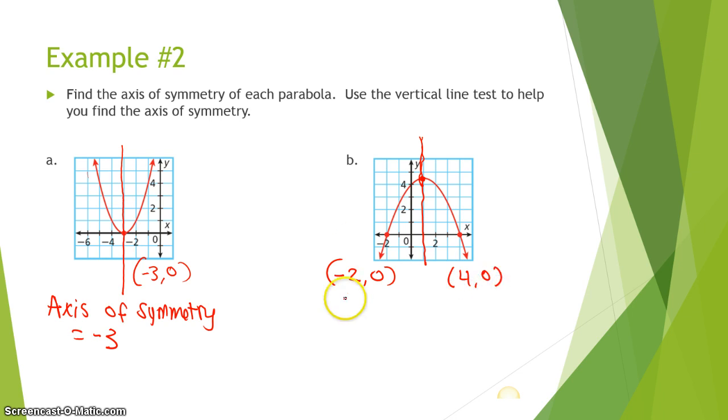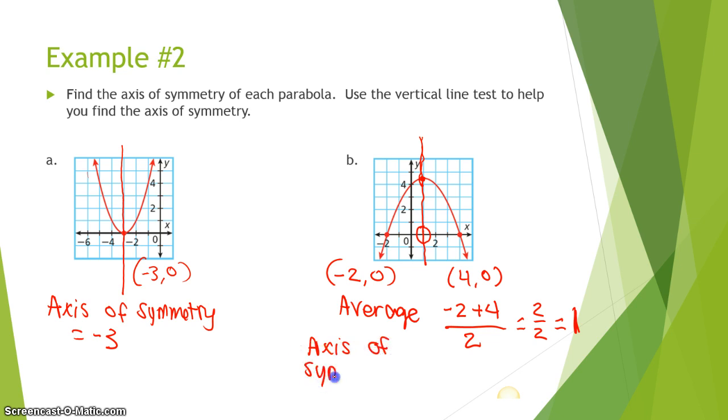And what we can do here is find the average by adding the two zeros together. So -2 plus 4 and dividing that by 2. -2 plus 4 is going to give me 2, divided by 2, which simplifies to 1. And when I drew the vertical line, notice how it does cross here at 1. So my axis of symmetry for B is going to be the value 1.